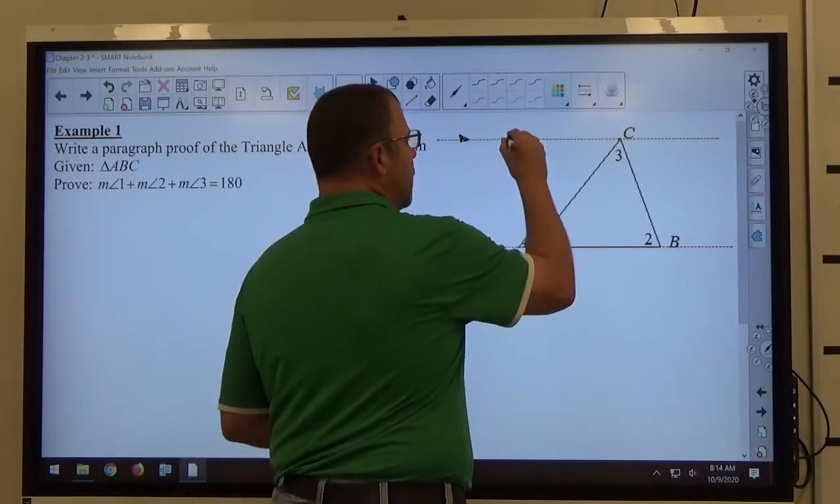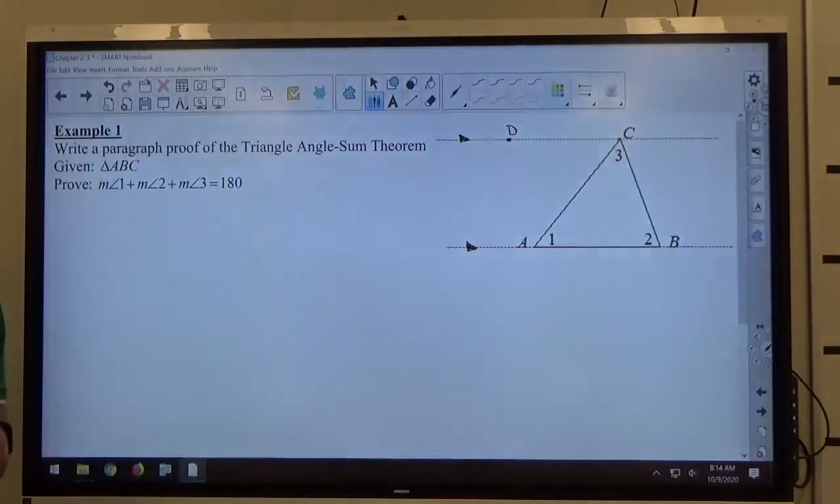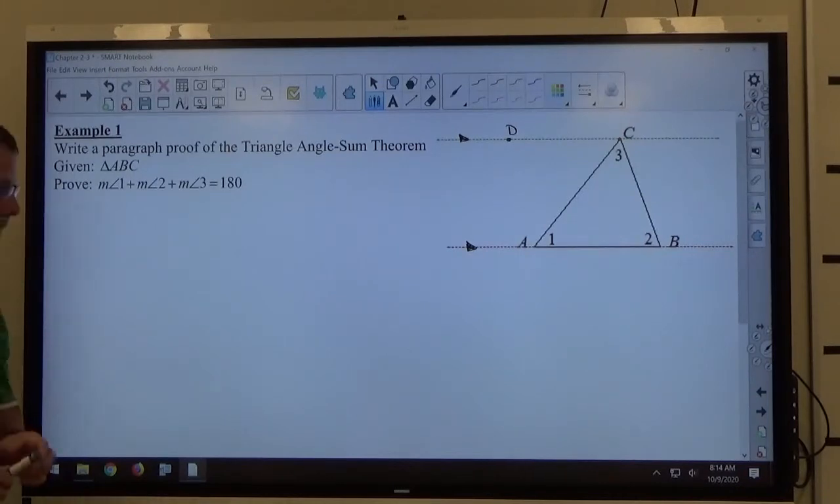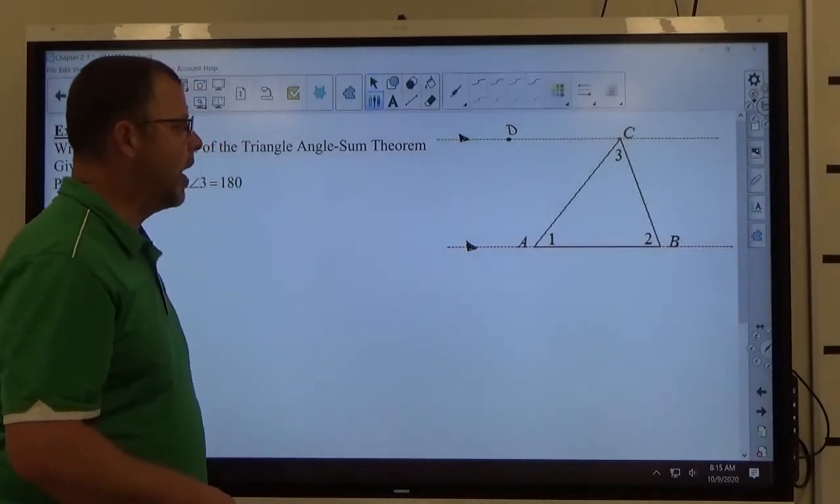And I'm just going to put another point on. I'm just going to put a point D up here just to be able to name that line DC. All right. So again, I'm going to put whatever symbolism on my picture necessary so I can refer to things in my proof and people know what I'm talking about. All right. The other thing I'm going to do here is I'm going to add one extra angle.